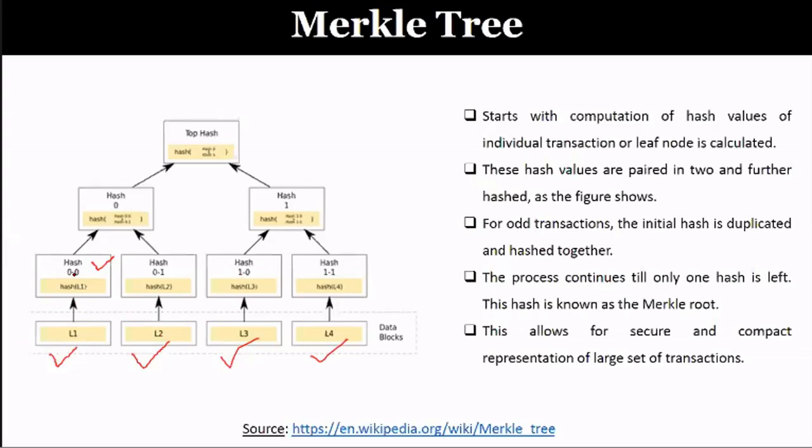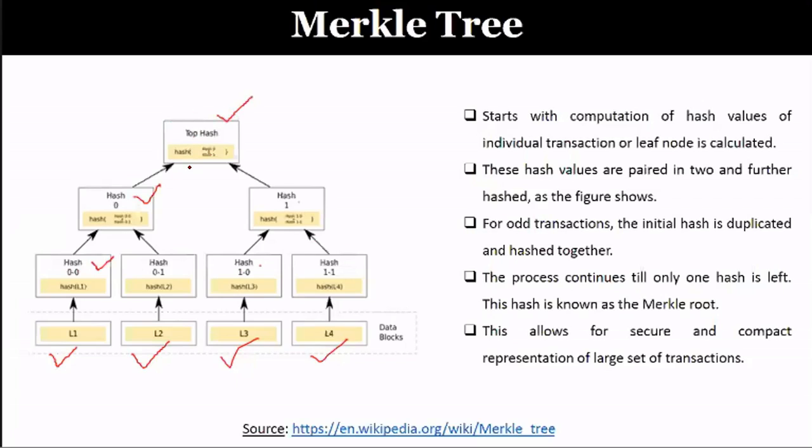Now another level of hashing is done by taking these two hash values together, right? It takes these hash values, clubs them together, and computes a hash. So this hash is actually the hash of these two hashes. In a similar way, this hash is the hash of these two hashes, right? And ultimately, at the root of this inverted tree, you will have the root hash, which is called the Merkle tree root.